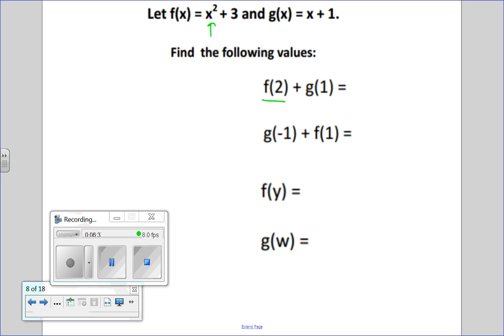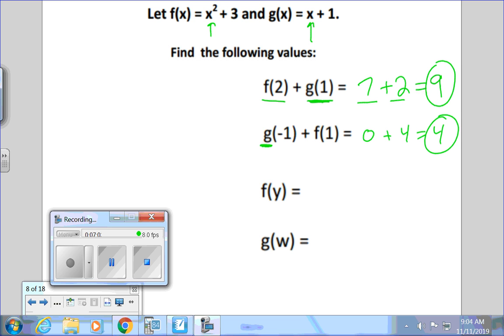2 squared plus 3. 7. And then you're going to find g of 1 by putting a 1 right there. What would that be? And then you're going to add up the result of f of 2 plus the result of g of 1. 9. Did you follow how that works? All right, I'll pause and I want you to try this one all by yourself. g of -1 plus f of 1.